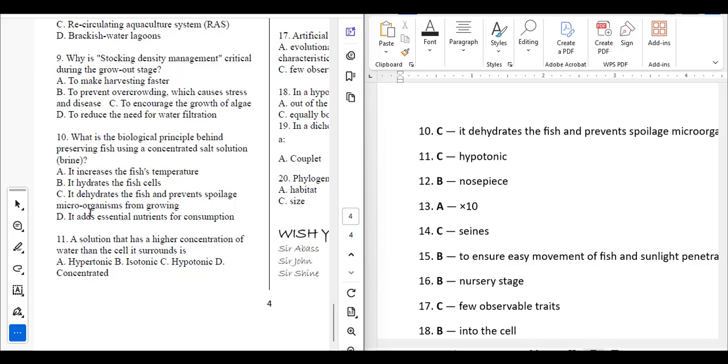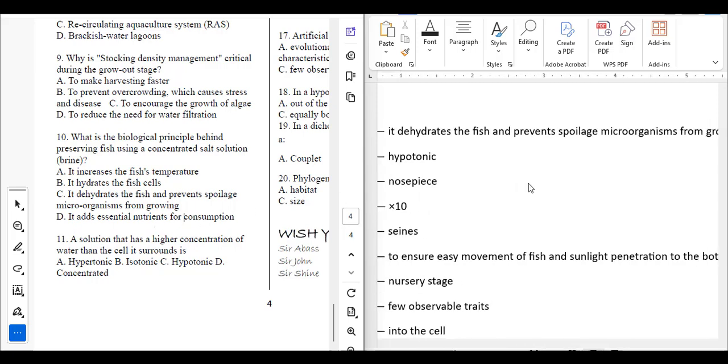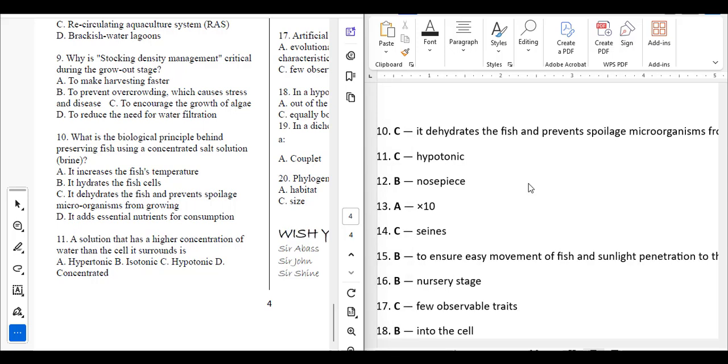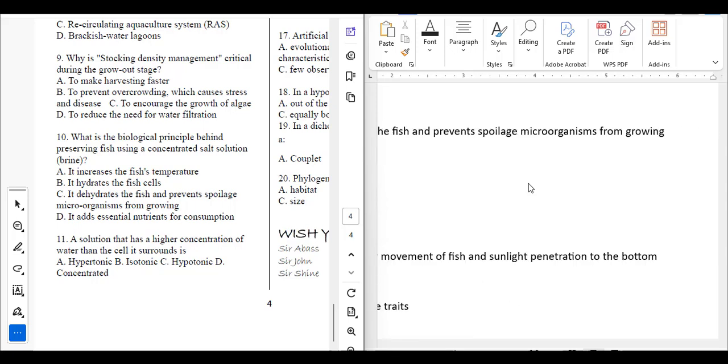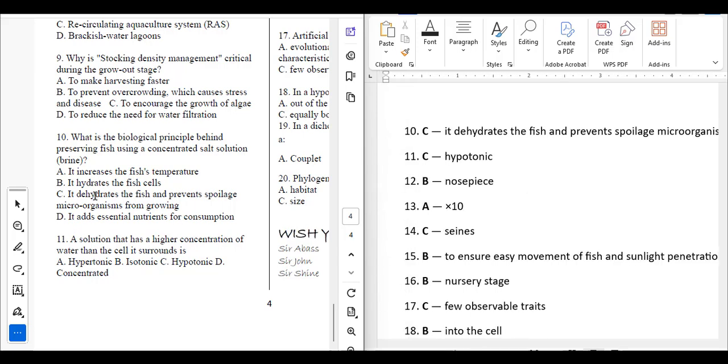Let's go on. So then D, it adds nutrients, essential nutrients for consumption. So C is the right option. It dehydrates the fish and prevents spoilage by microorganisms, or prevents microorganisms from growing on it. Once they grow on it, they are going to release enzymes on it, and then they will digest and feed on it, causing it to rot, spoil, and so on.